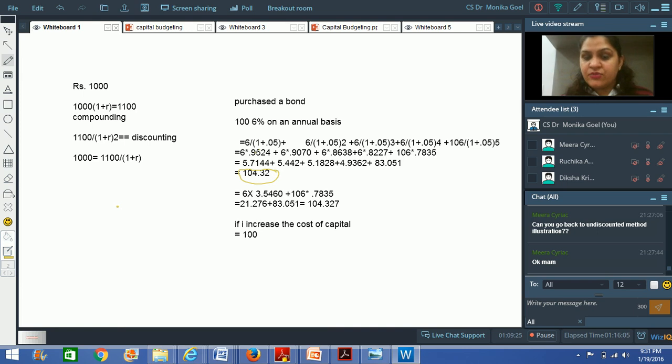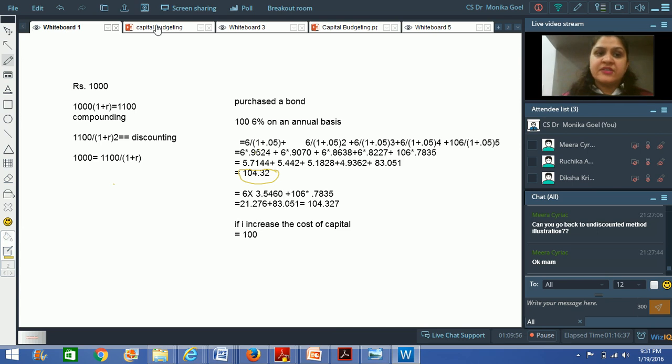What is this 104.32? I hope you remember this example which I did with you a few minutes ago. So this 104.32 is the present value of future cash inflows. Compare it with the present value of the cash outflow. Supposing you are getting this bond, this 104.32, the present value which you are getting, supposing you are able to get this bond for 102 rupees.